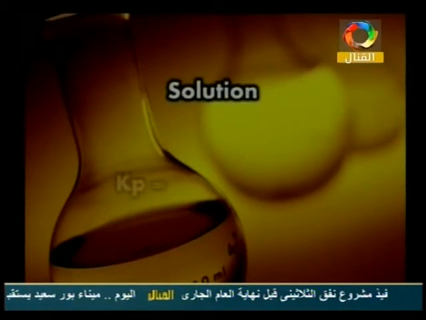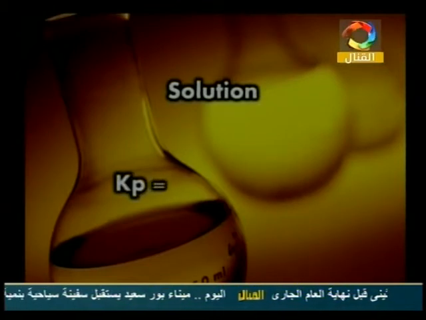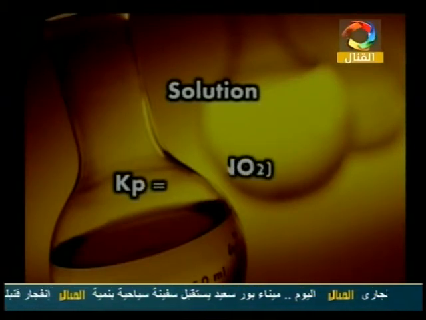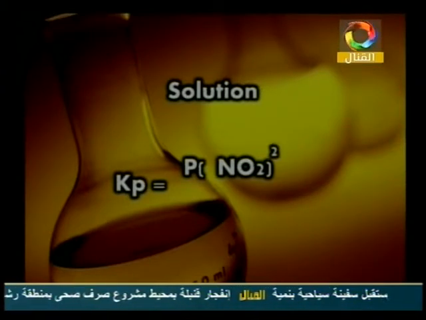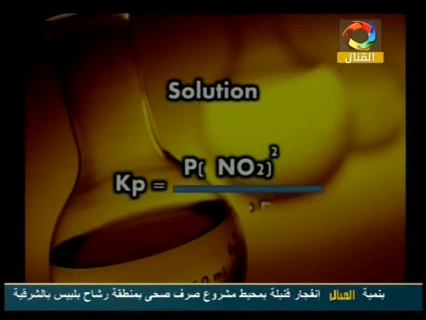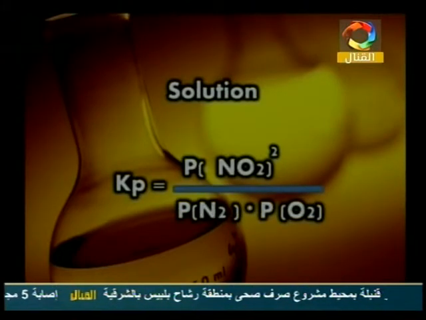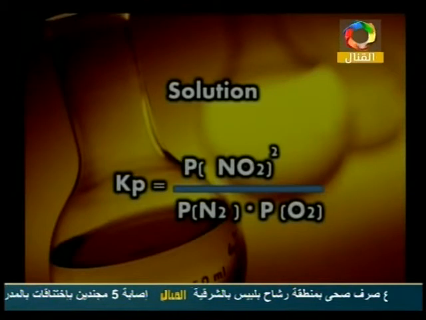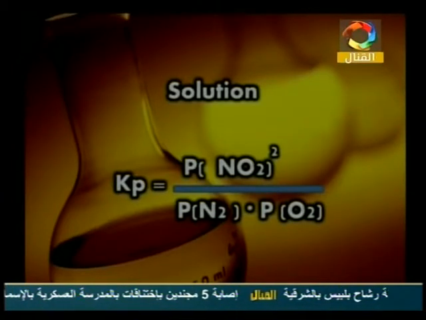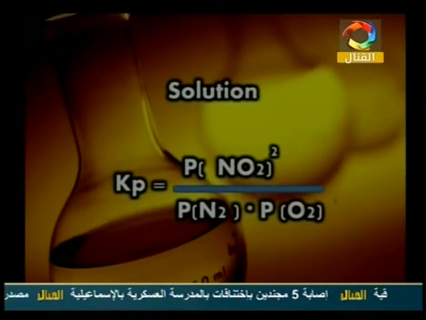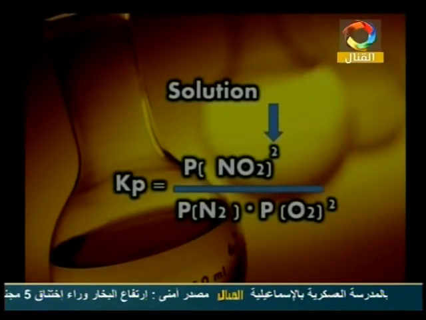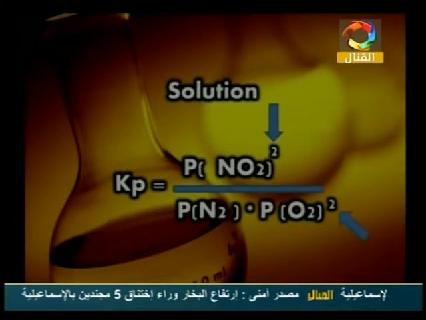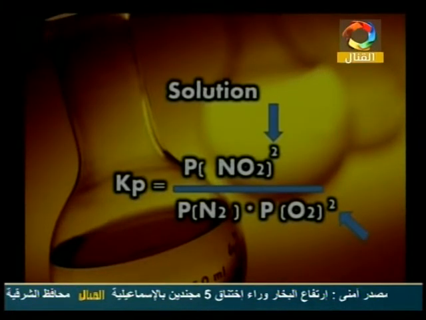Answer. Solution. Kp, the equilibrium constant, equals the pressure of the product NO2 with its power, divided by what? The pressure of the reactants, N2 and O2. Is this all? No, we have a power all the time, 2 for the product and 2 for the reactants, to make a big difference in the result. This is important to find the concentration.